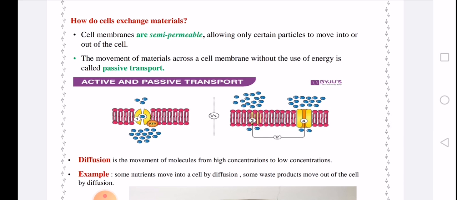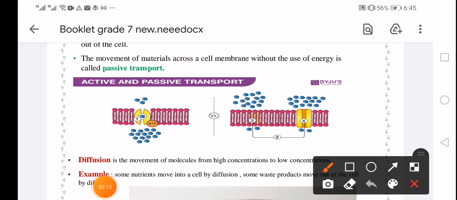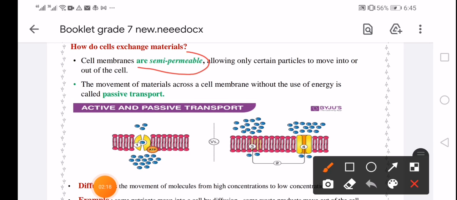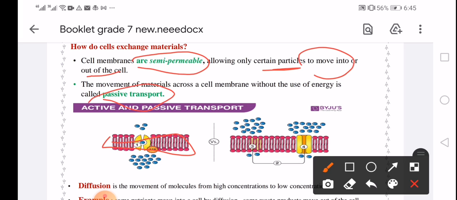How do cells exchange material? Through the cell membrane, a semi-permeable membrane. Semi-permeable means it allows only certain materials to pass through it, into or out of the cell. The movement of material across a cell membrane without the use of energy is called passive transport.